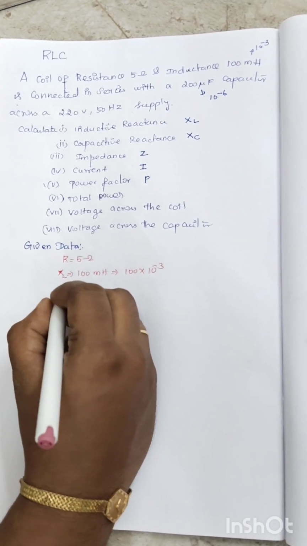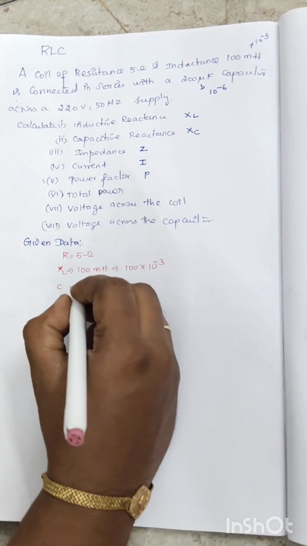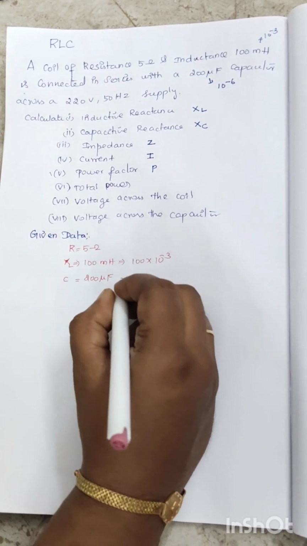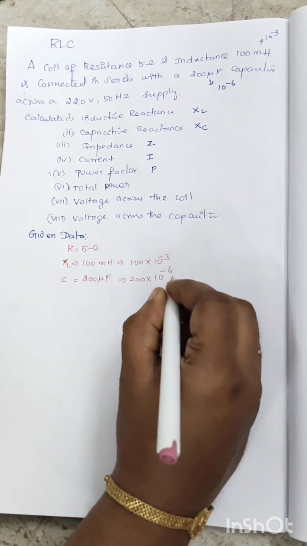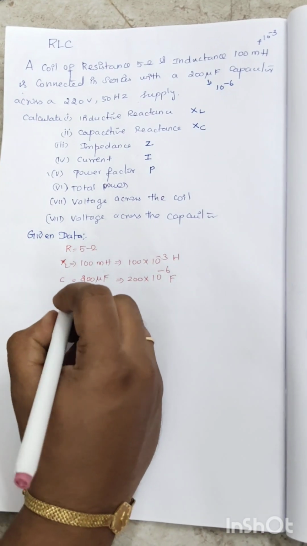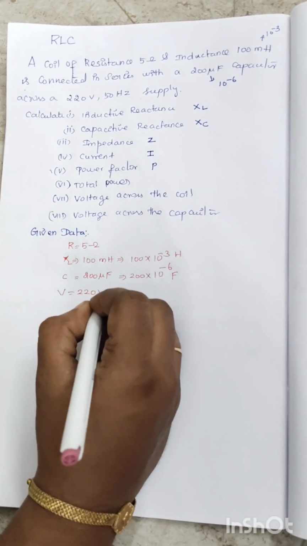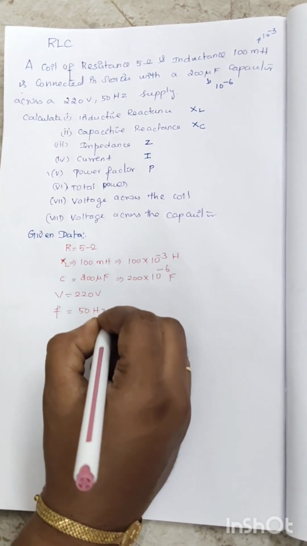And next we move on to capacitance. The capacitance depends upon the unit, which is microfarad. So 200 microfarad, the micro value will be written as into 10 power minus 6, and the unit is farad. Here the unit of inductance is henry. Next, the voltage value will be 220 volt. The frequency is equal to 50 hertz.